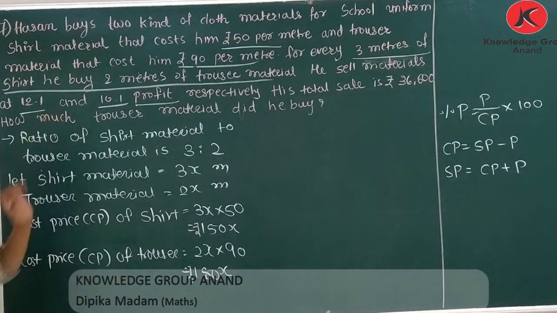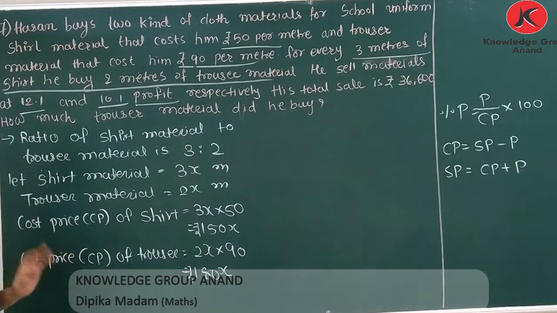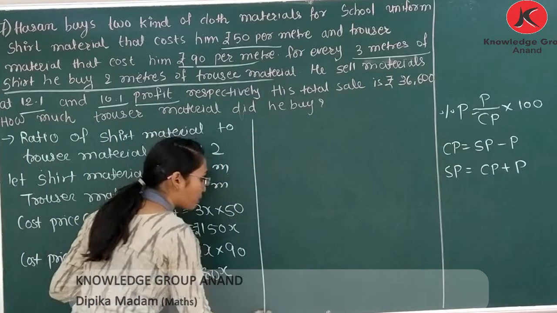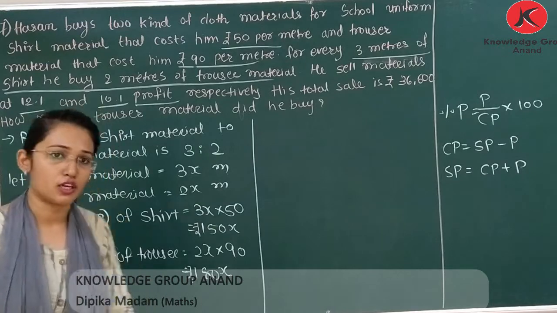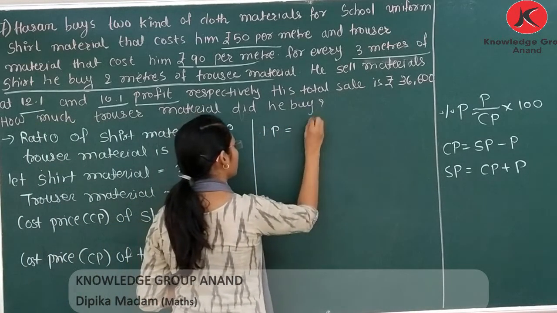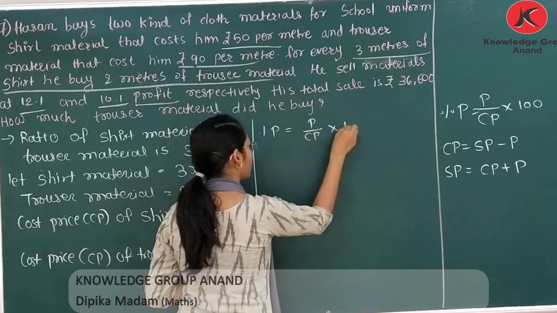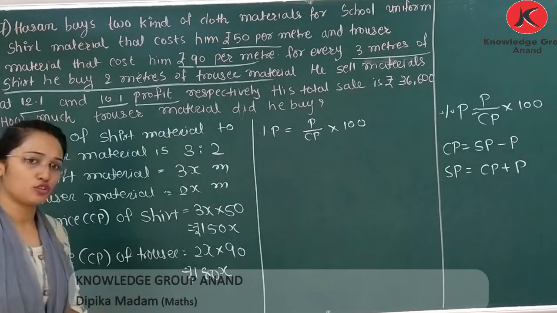Now profit is also given. From the profit we can find the selling price. So first of all we will write the equation for profit. The profit percentage is given, so first we find it in rupees. So we have the equation: percentage profit is equal to profit divided by CP into 100.